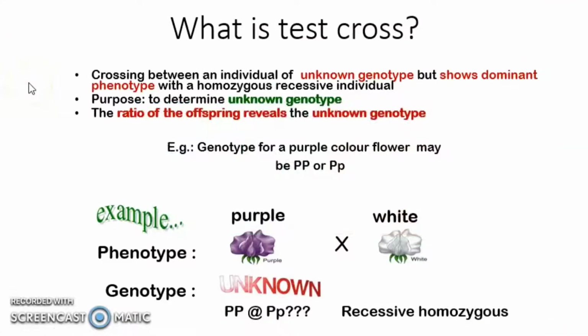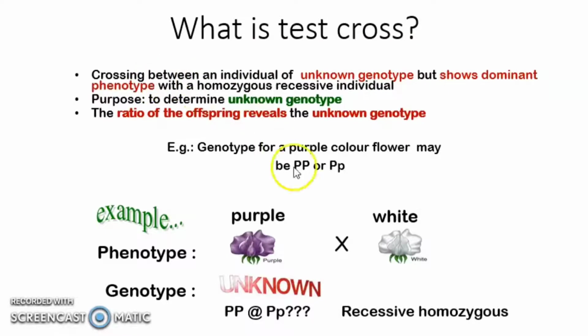Okay, so now we look at what is test cross. Test cross is actually a crossing between an individual of unknown genotype but showing dominant phenotype with a homozygous recessive individual. Based on the definition here, it will involve the crossing between an individual of unknown genotype. Maksudnya kita tak tahu genotype ni adalah apa, tetapi dia menunjukkan dominant phenotype.